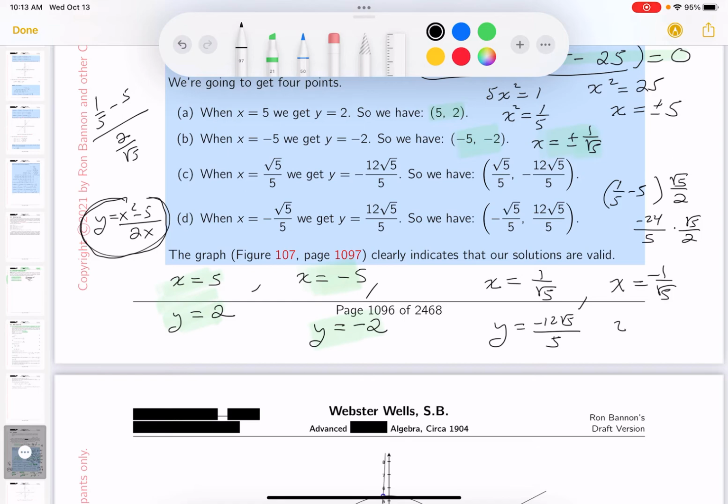All right, we'll check it later. Let's do the next one. I'm going to get my eraser out. A lot of chicken scratch. I realize that.